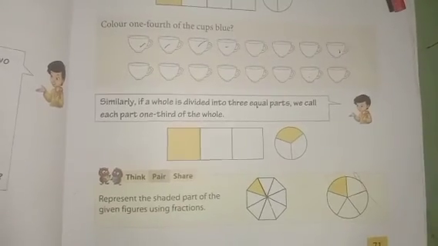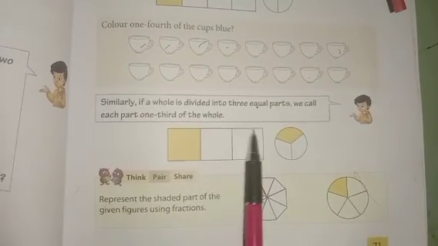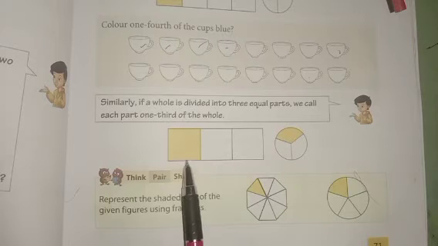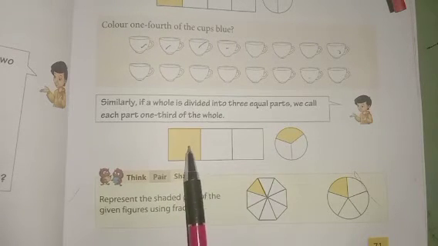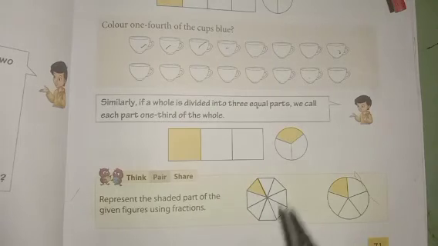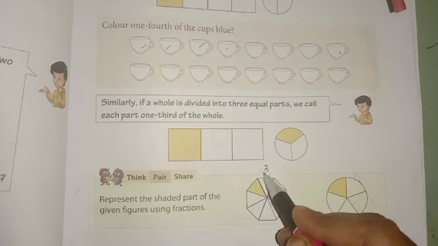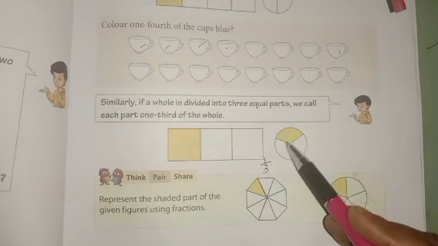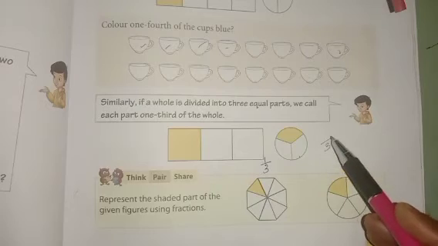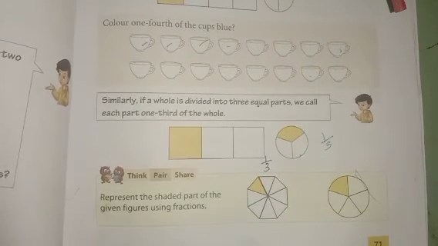So look at the picture here. This is a rectangle divided into 3 parts. So how will you write the fraction? I told you, first you count how many columns are there. 1, 2, 3. So 3 is the denominator, and how many portions are colored? 1 portion. So the answer is 1 by 3. Here also total 3 parts are there and 1 portion is colored. So 1 by 3.